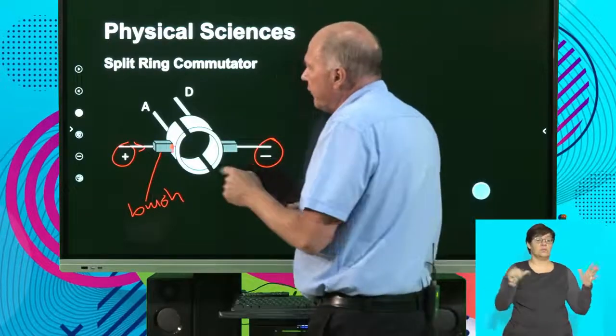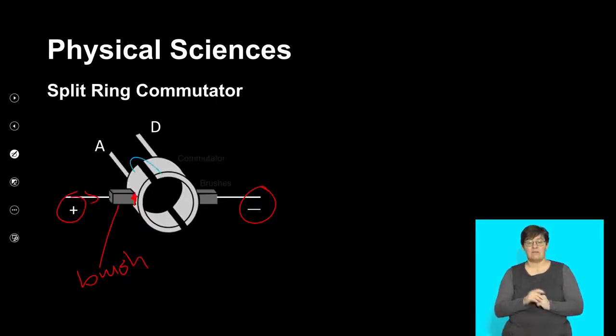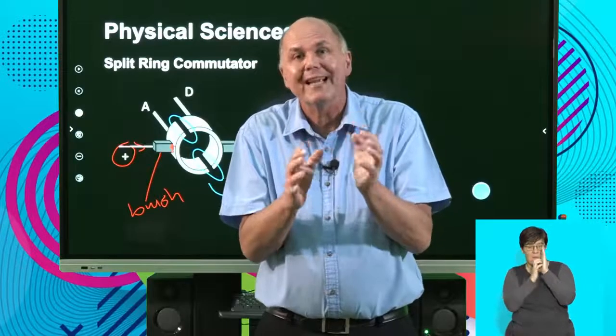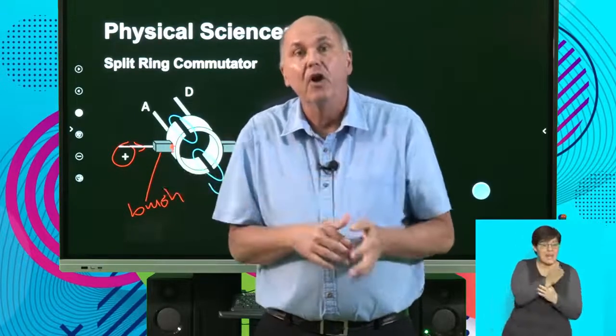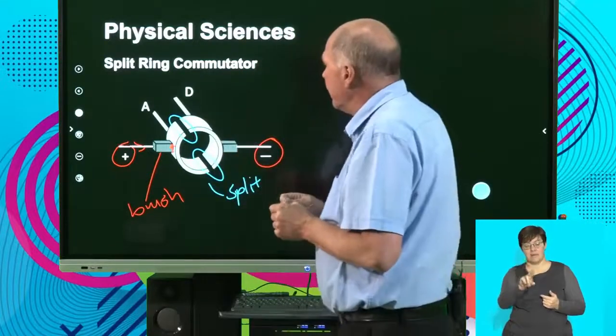But the most significant part of this commutator is in fact the part that is illustrated over here. It's the split in the commutator. When the brushes are in contact with that gap, no current can go into the commutator, no current can go into the coil. And so there is no current passing through at that point. In reality, this could be a gap, it could be an air gap, or it could be an insulator. But it's important for us to understand.